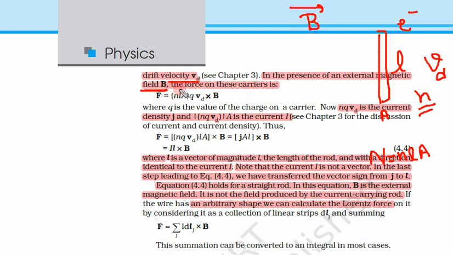Now let us find the total force on the carriers. First, as we know, F is equal to q v cross B. This was the force on a single carrier.